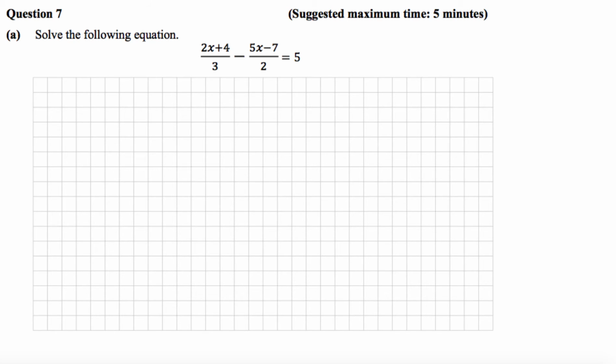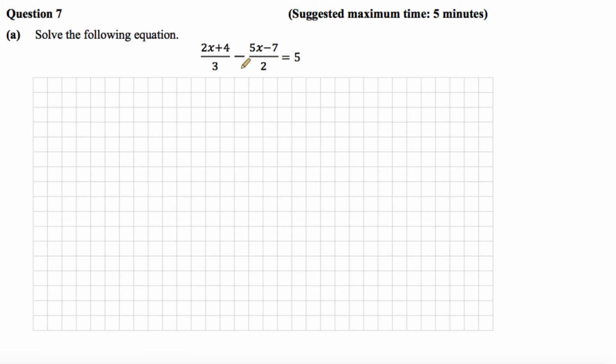So this is question 7 from the 2016 Junior Cert Higher Level Paper 1. Part A says solve the following equation: (2x + 4)/3 - (5x - 7)/2 = 5. So we've algebra fractions here. We're going to subtract the fractions on the left first.